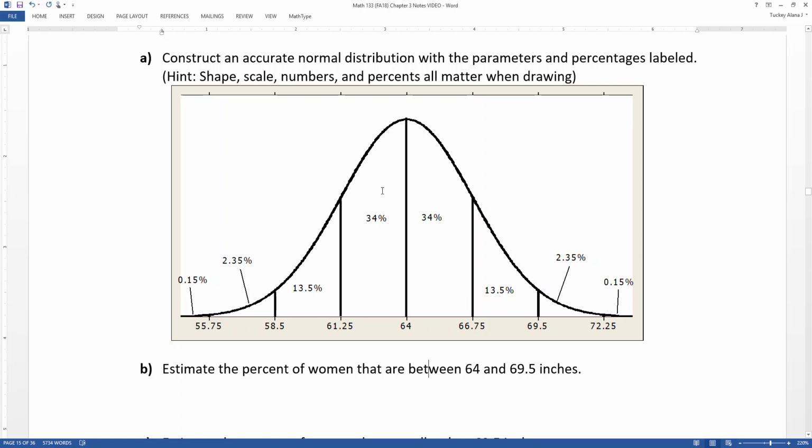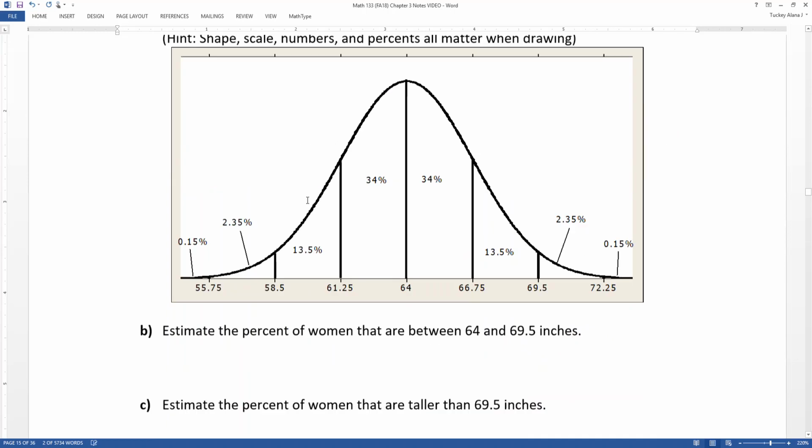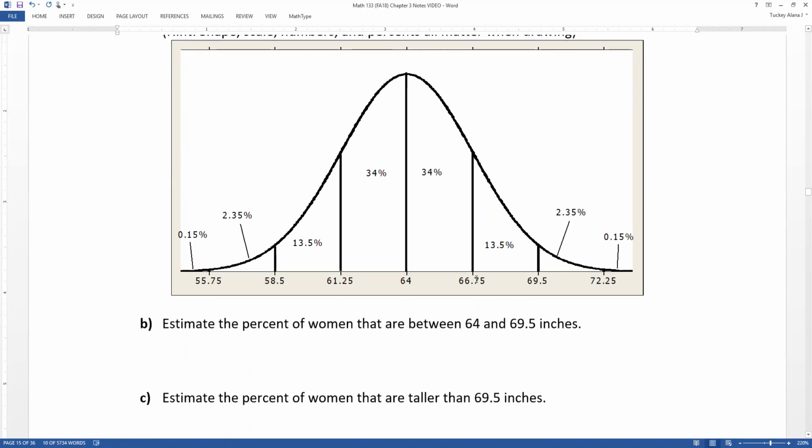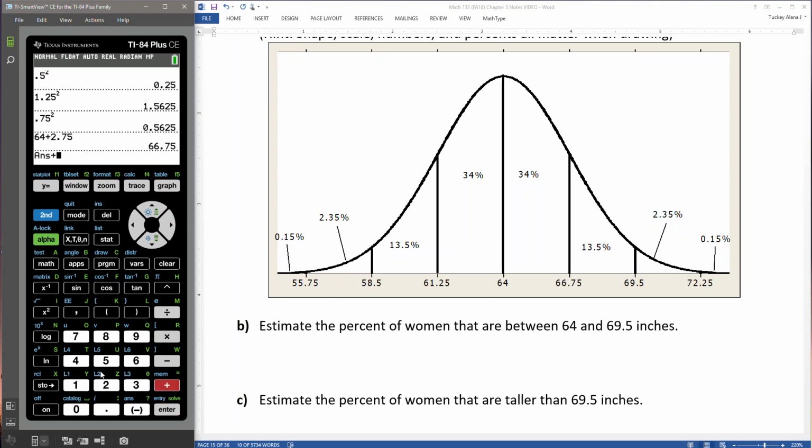All right, make sure that when you do this, again, inflection points are drawn, spacing is even, put out every single percentage, put down every single number. So 64 is the middle. Then I add 2.75 because that was my standard deviation. So 64 plus 2.75 will get me 66.75. When I add another 2.75, that gets me 69.5, and so on. Here, let me prove it to you. 64 plus 2.75, enter. Then I add another 2.75. And then I add another 2.75, and then I'm done.